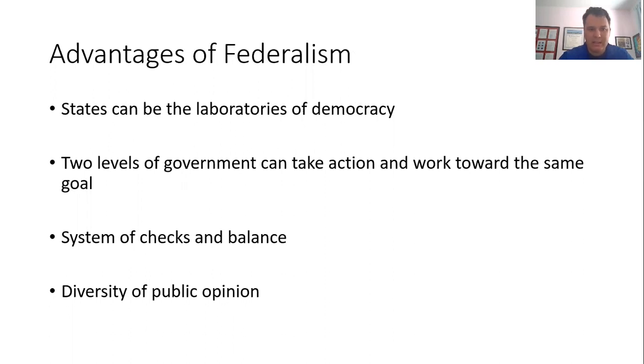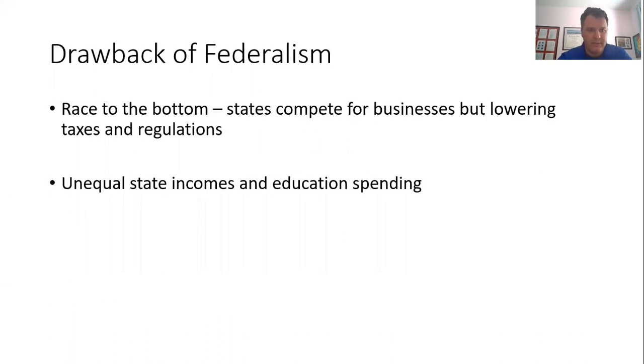Advantages of federalism: states can be laboratories of democracy. We see that with the abortion law in Texas. We see that with the marijuana laws across the nation. People take into consideration, is it good, is it bad? Levels of government can take action and work towards the same thing on different levels. You have a system of checks and balances between the states and the federal government, and you have a diversity of public opinion in the United States. The opinion of somebody in Northeast Maine is going to be different than somebody in Southern California, San Diego. And so local governments probably need to be involved in those types of things.